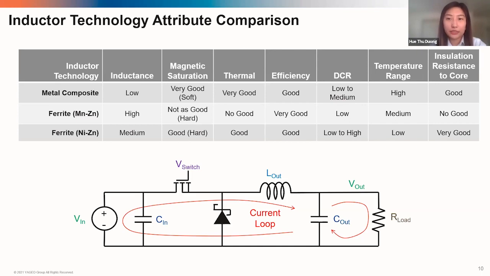So moving on to the ferrite inductors now. So we've got manganese zinc, which is more prominently used compared to the nickel zinc. And these parts have low core loss, but they do have hard saturations. So the inductance loss will be more drastic compared to the metal composite inductors. This means that you'll need to design a system that will have peak currents below the saturation current at the maximum temperature that the system is operating at.